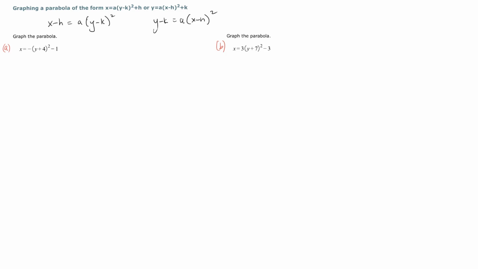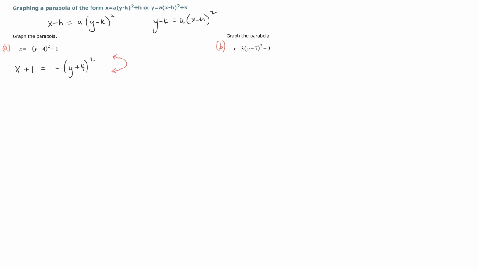Let's look at this one. Why don't we rewrite this one? X plus 1 is equal to the opposite of the quantity y plus 4 squared. With this form here, since there is a negative y squared, this is actually going to open to the left. So this is not a function. This is simply a graph or a set of ordered pairs.